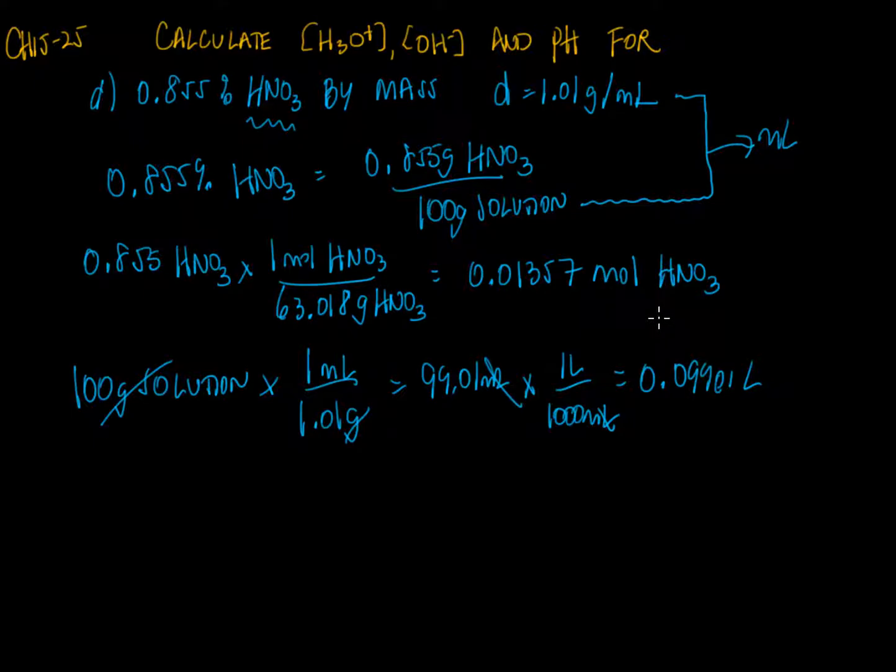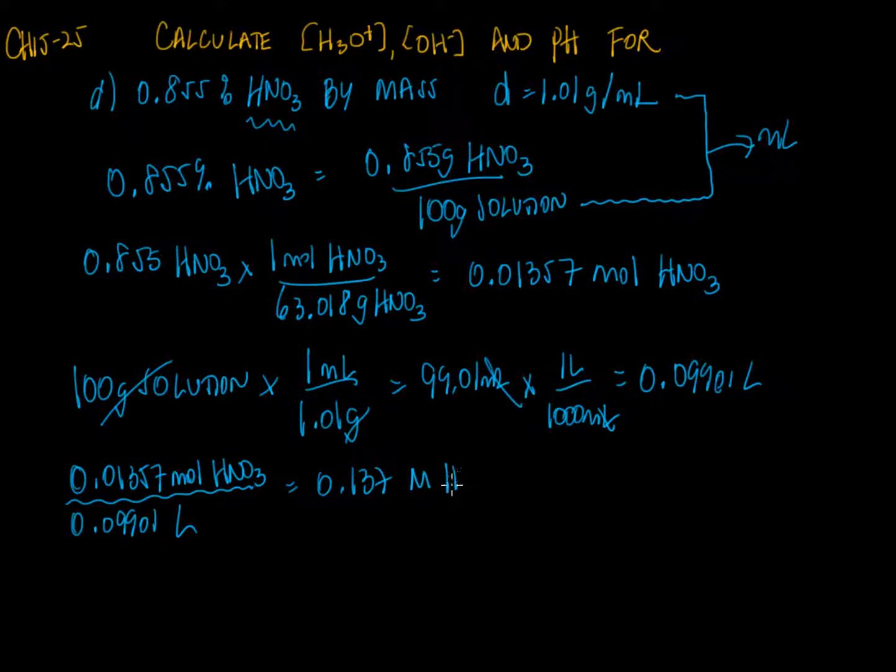Now I have moles and I have liters, so we can calculate the molarity of the nitric acid: 0.01357 moles of our nitric acid divided by 0.09901 liters is equal to 0.137 molarity HNO3. That involved some work. We converted the percent to grams per 100 grams of solution. We converted grams of the nitric acid to moles. We converted the 100 grams of solution to liters of solution, and we calculated molarity. Now the problem is straightforward.